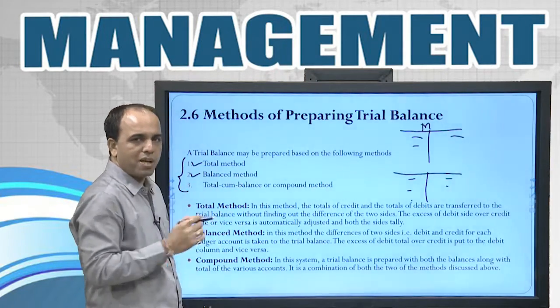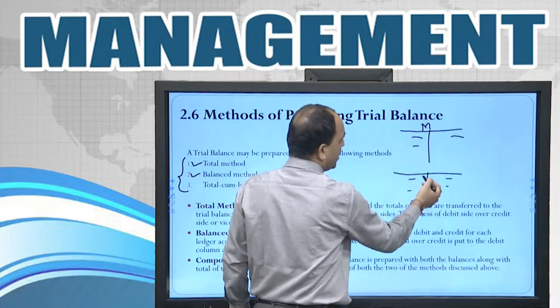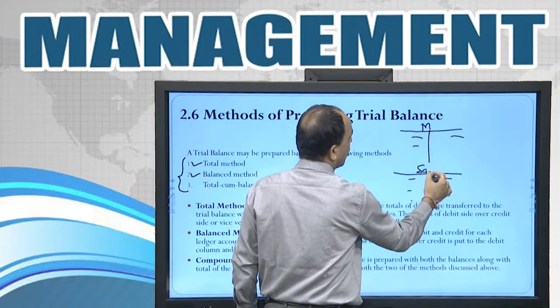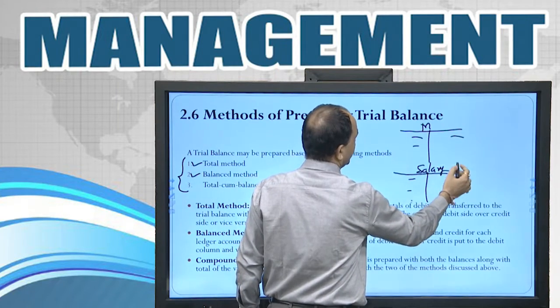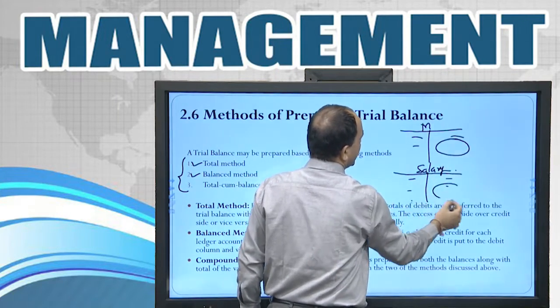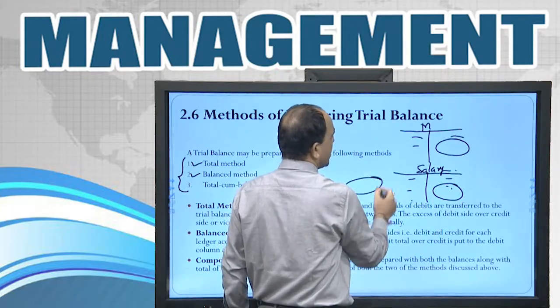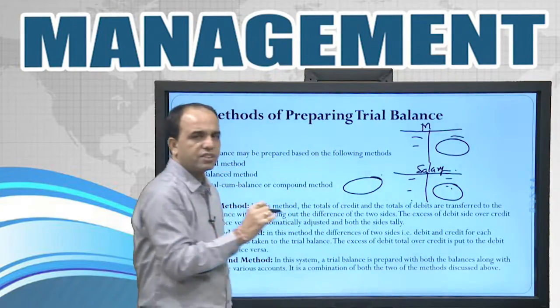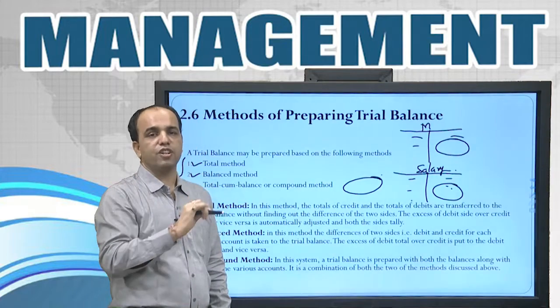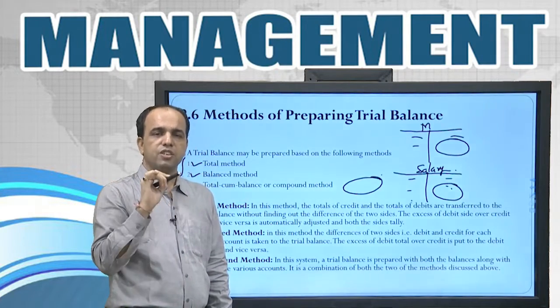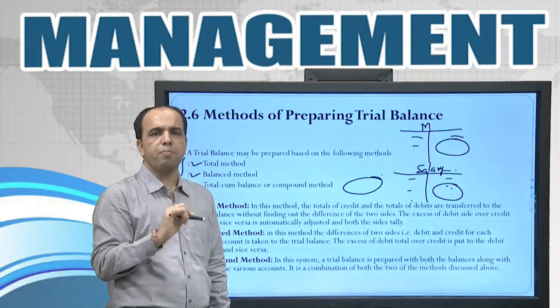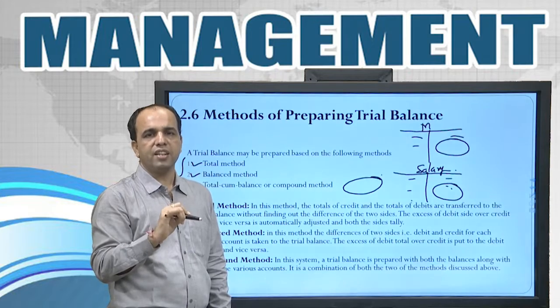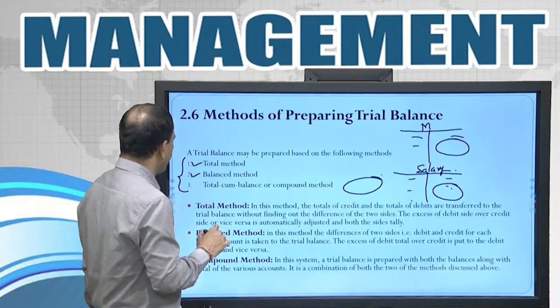In place of finding out the balancing figure for each account, we write the totals. Balance method. Balance method means for each and every account of the ledger, we find out the balancing figure, right. Either it is a debit or credit, and ultimately in the trial balance, we write the balancing figure only. Generally, friends, this is a very influential and very proper style of preparing a trial balance.